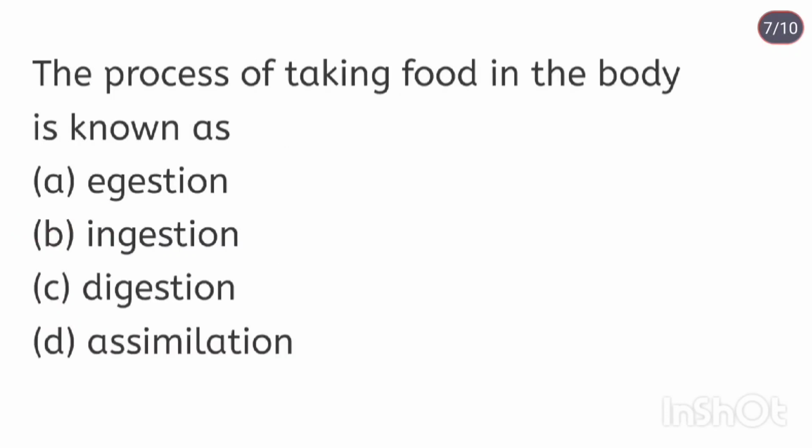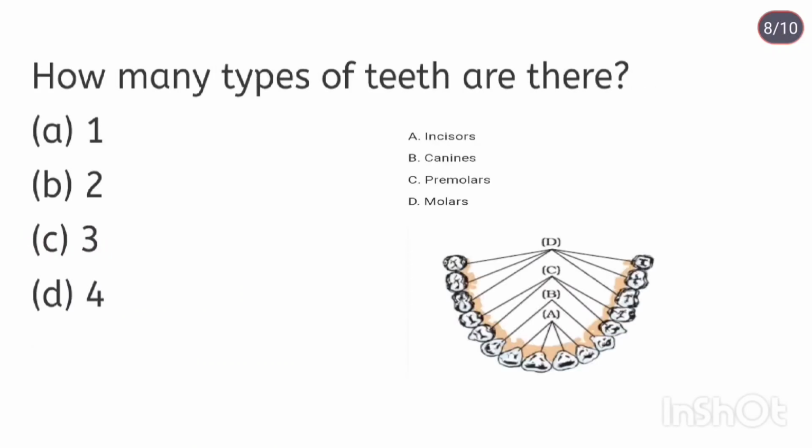The process of taking food in the body is known as ingestion. The process where food is taken in through the mouth and broken down by teeth and saliva, it is the first step in the process of nutrition. How many types of teeth are there? There are four types of teeth: incisors, canines, premolars and molars.